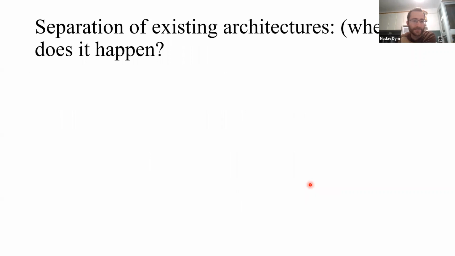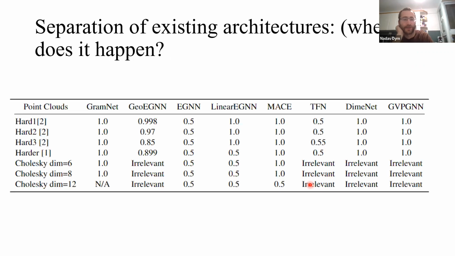Then I want to go back from the theory to the machine learning motivation we discussed before. There are various architectures that people discuss for this type of symmetries, and you could ask a question: does separation happen or not for these architectures in practice?